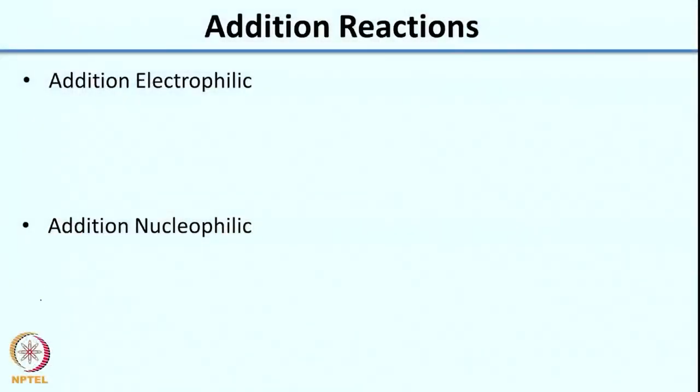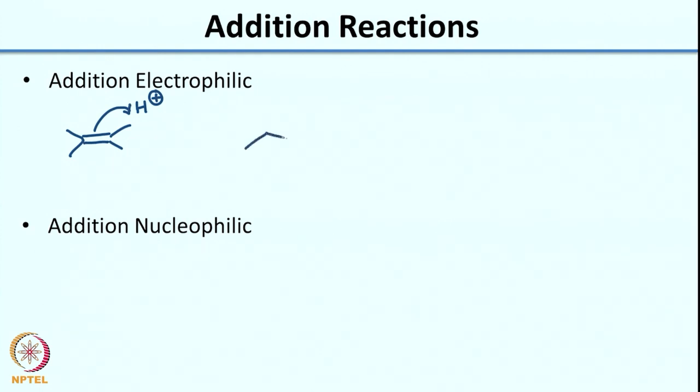So let's come to the first class, which is addition. You can again classify this as electrophilic addition and nucleophilic addition. So one way is, you can think of a double bond, and you can think of the double bond actually grabbing an electrophilic species or a sink. So here you have the addition to the double bond of an electrophilic species. So this is an example of an electrophilic addition.